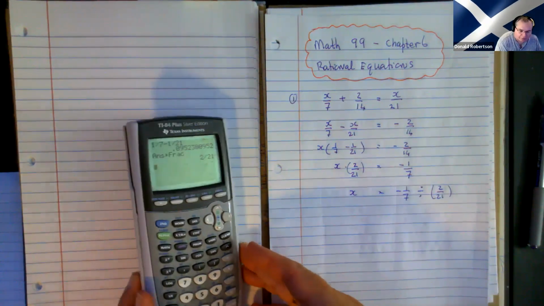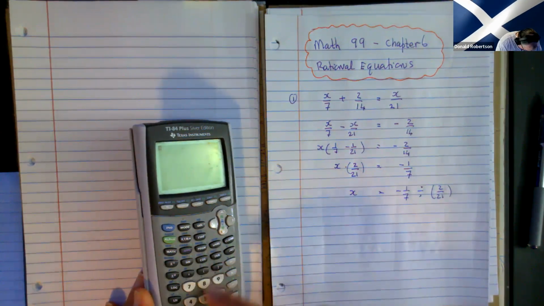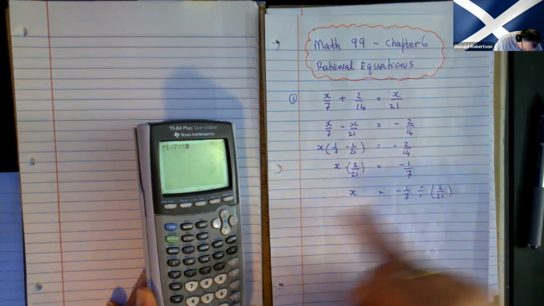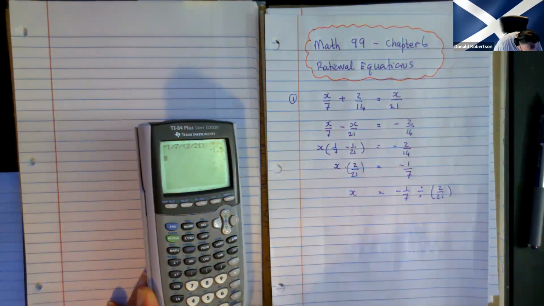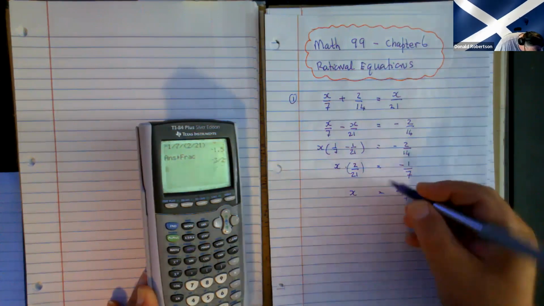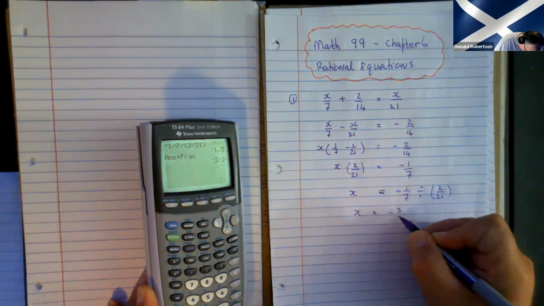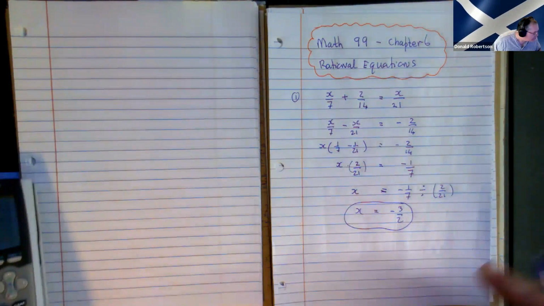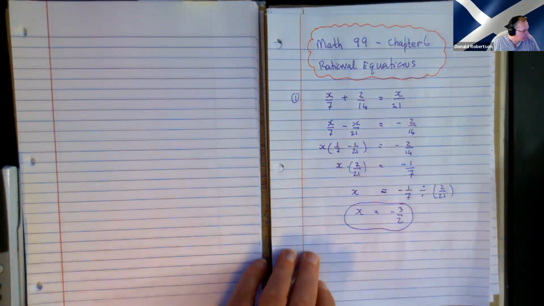And again, the calculator is going to do most of the heavy lifting. So negative 1/7, divided by, put a bracket around it, 2/21, and then math, fraction, enter. And the final answer is negative 3/2. And this has done our first example of solving a relatively simple rational equation.